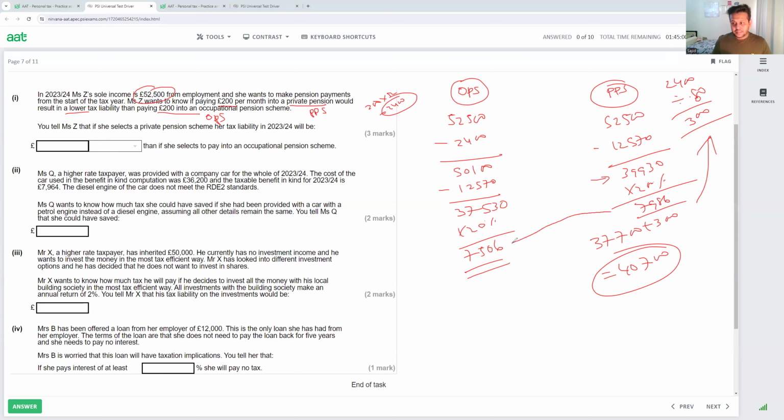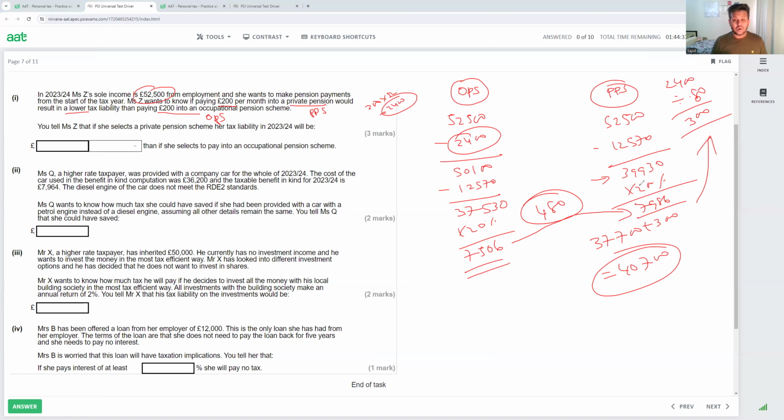So if I choose the OPS, my tax will be 7,506. If I choose the PPS, my tax will be 7,986. So the difference between these two, 7,986 minus 7,506, is 480. Remember that OPS always gives you lower tax because you deduct it from the employment income immediately. But the PPS will extend the basic band, so it will give you higher tax. But in future, of course, the money you are saving will help you to grow some money.